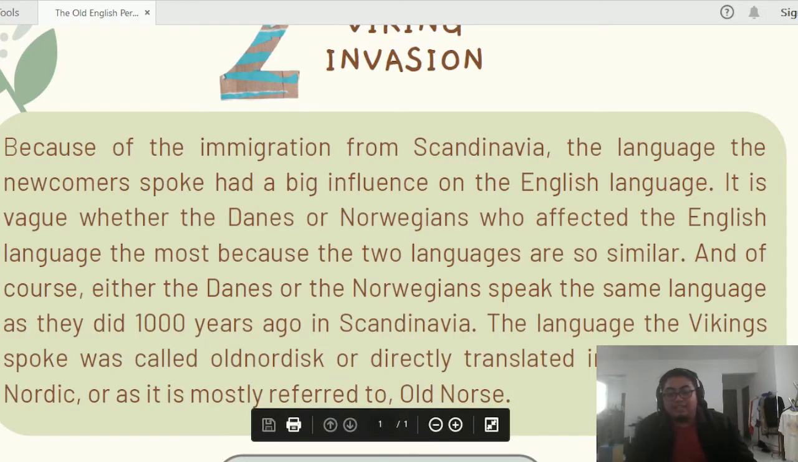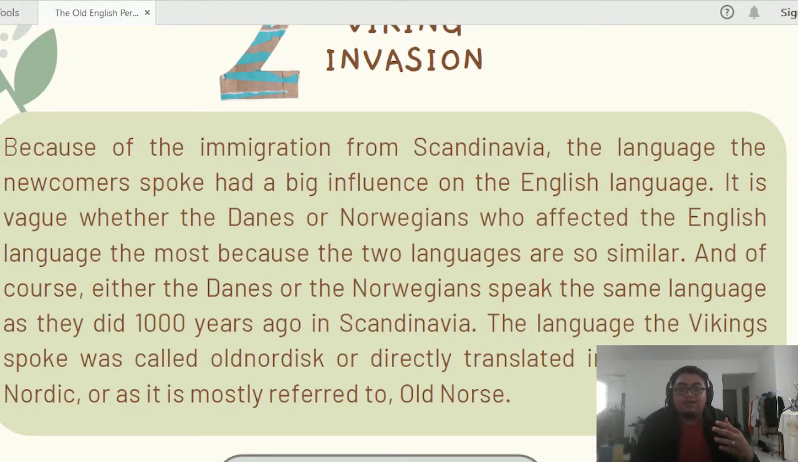So, breaking this down more, we will look at what caused the Viking influence on the English language. There have been speculations for some time by historians that there was an overpopulation problem in Scandinavia during the 9th and 10th century.